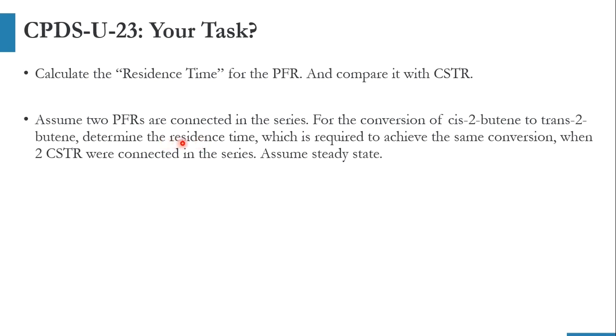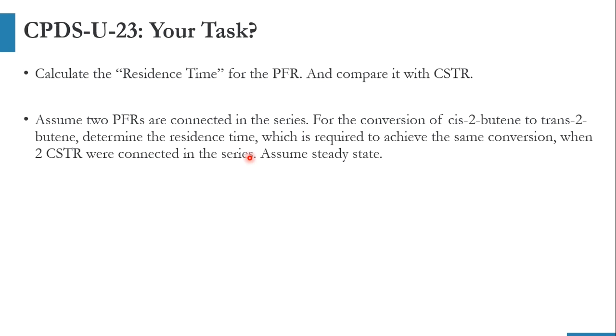You have been asked to determine the conversion. It would be, then residence time could have been your target variable, but definitely in this case, residence time cannot be your target variable, which is required to achieve the same conversion when two CSTRs were connected in the series. Obviously, I hope you have understood that we have connected two CSTRs in series. We know the conversion of both these reactors. For both these reactors, the conversion was 82.14%.